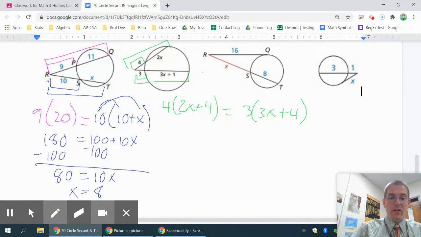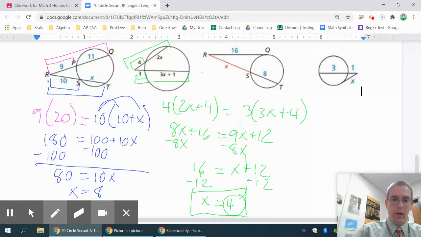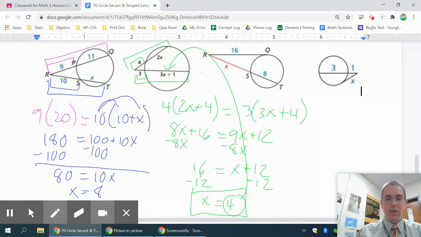Okay, then I just need to distribute to get rid of those parentheses, so 8x plus 16 equals 9x plus 12. Need to subtract 8x from both sides. So x plus 12 is 16, and then subtract the 12, and it turns out that x is equal to 4. And once again, if they wanted you to, you could always plug the 4 in and figure out those segments, but usually they let you stop there.